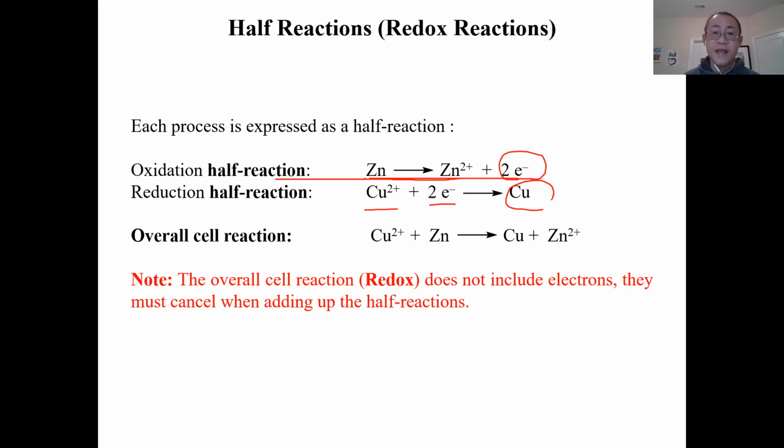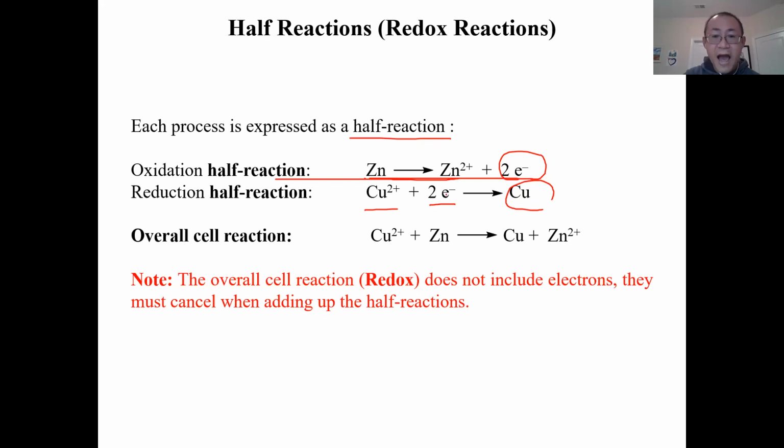Now these 2 reactions, one is for oxidation, one is for reduction, because they are only showing half of the process, one losing, one gaining. So we call these equations, or these 2 reactions, half reactions. Of course, zinc, the one losing electrons, is called the oxidation half reaction, and copper 2+ gaining those 2 electrons is called the reduction half reaction.